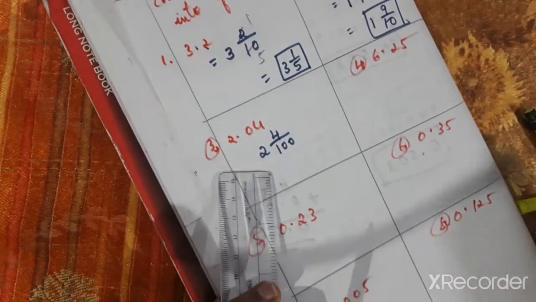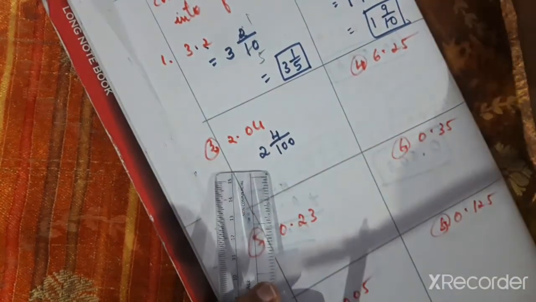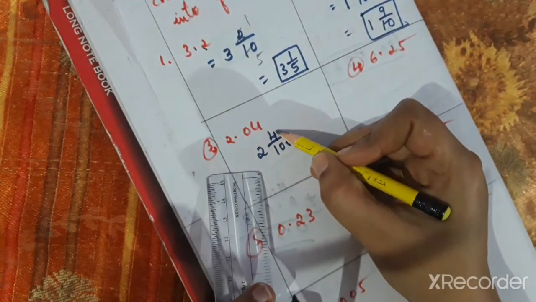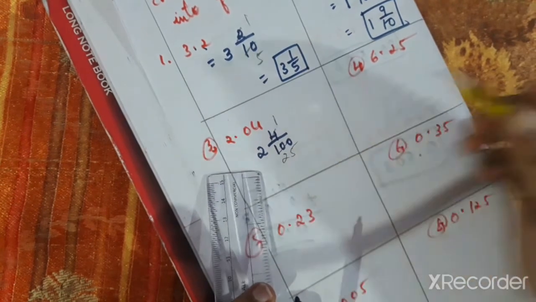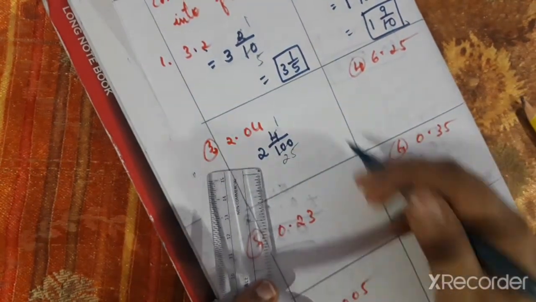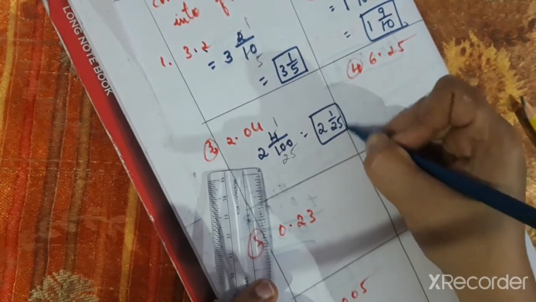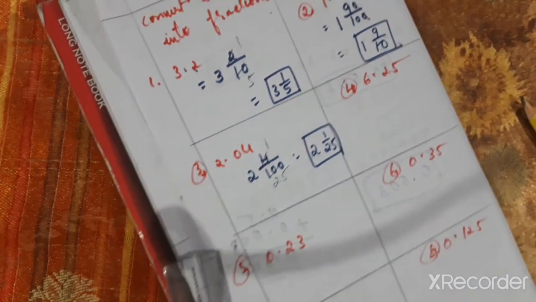And we can reduce, but don't cancel the whole number. Don't touch that. Now this one we can reduce. 4 ones are 4, 4 25s are 100. 25 fours are 100. So the answer is 2 1 by 25, from 2 4 by 100.